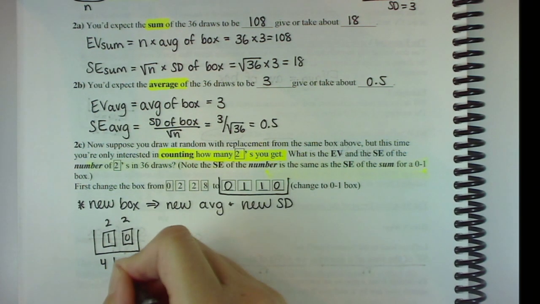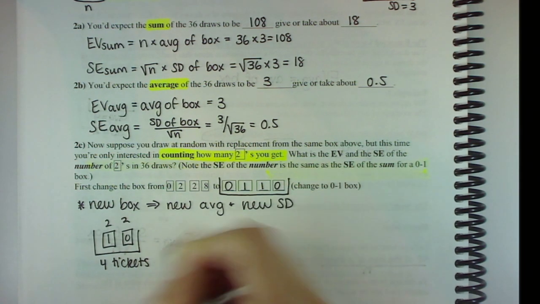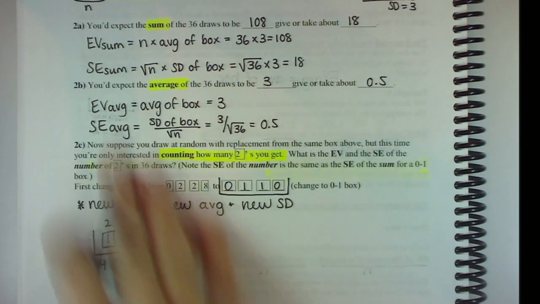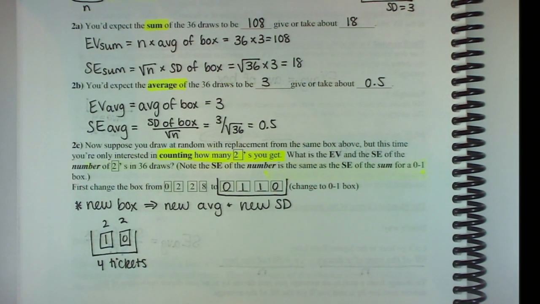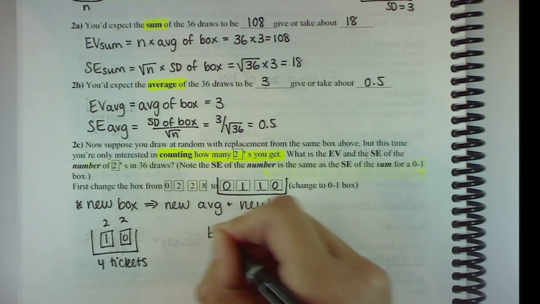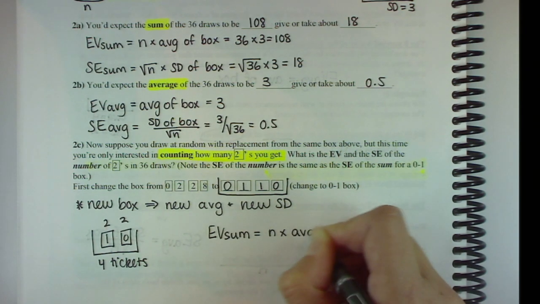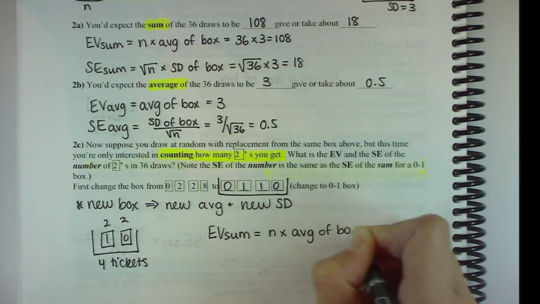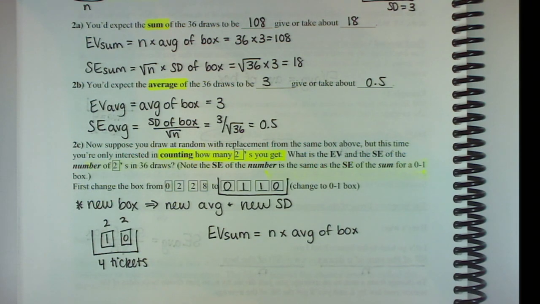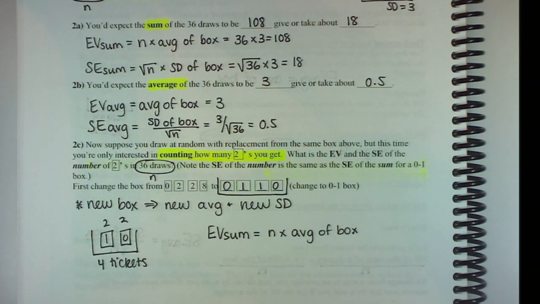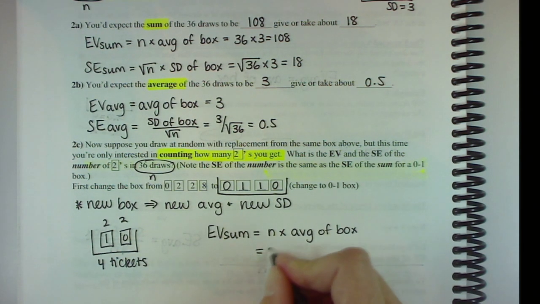So there's 4 tickets. And if I read this problem, it doesn't really say sum or average. If the problem doesn't specify that it wants average, you can just assume it's sum. So I want the expected value of the sum because I'm counting up how many 2s I get. So is our n still 36? Yeah, in 36 draws, n is still 36.